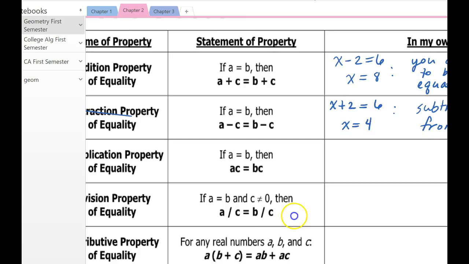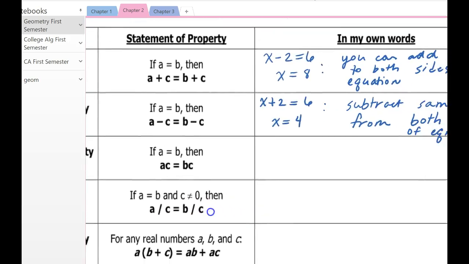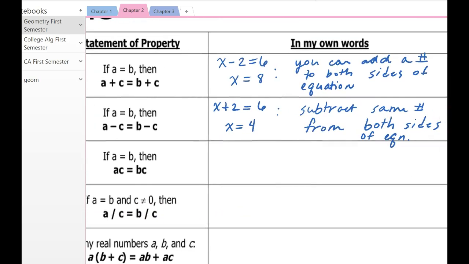Okay, the next property is called the multiplication property of equality. Here's how you have used it in your past. You might have seen something like x divided by 2 is equal to 6. How have you used it? What would you do in that case? Multiply both sides by 2, and we would see that x is equal to 12.